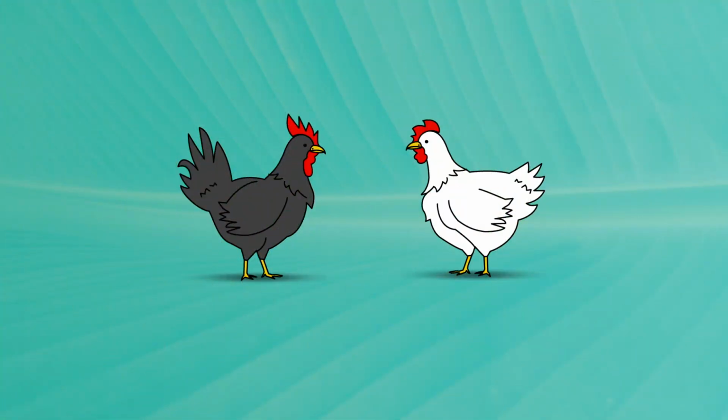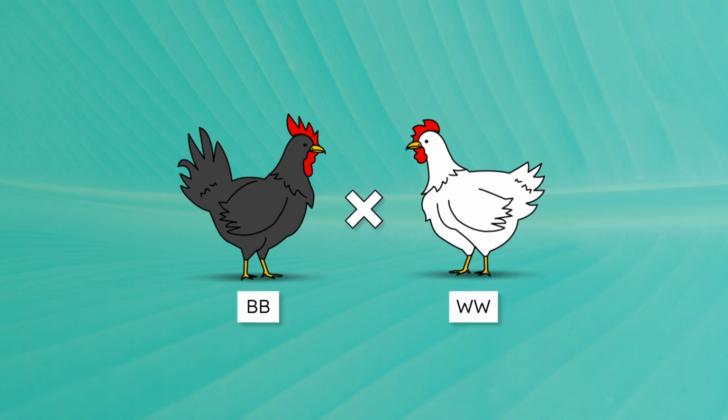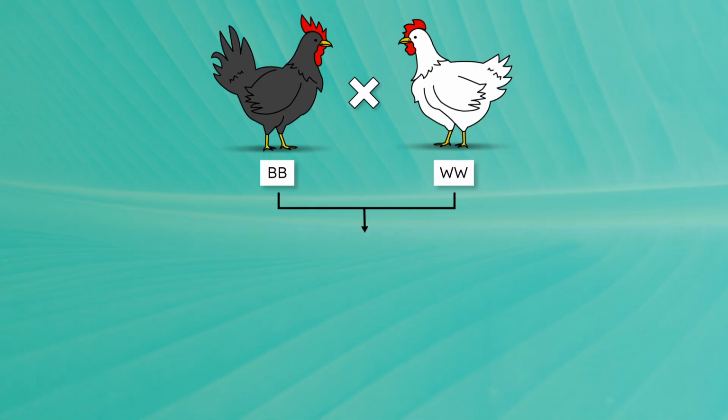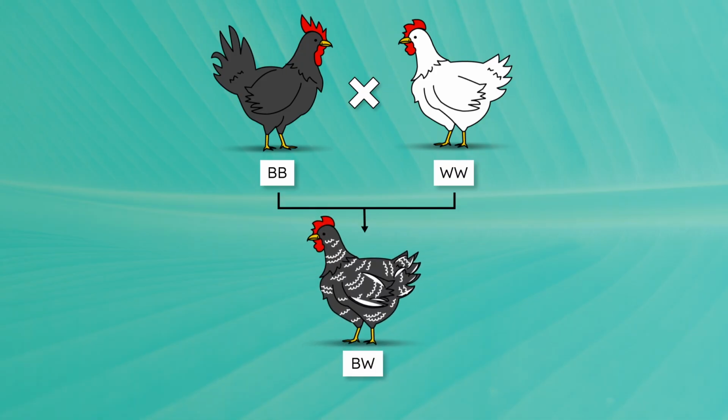Take a look at these chickens. In this example, feather color is determined by 2 alleles, one for black feathers and one for white feathers. But when we cross a chicken that is homozygous for black feathers with one that is homozygous for white feathers, the result isn't black, white, or even gray feathers. This time, both black and white feathers are visible at the same time, often in a patchy or speckled pattern.